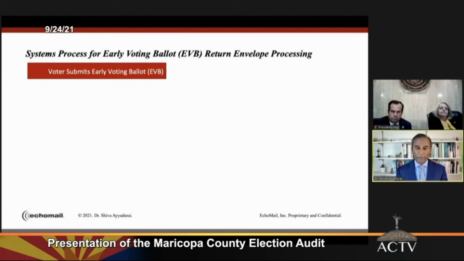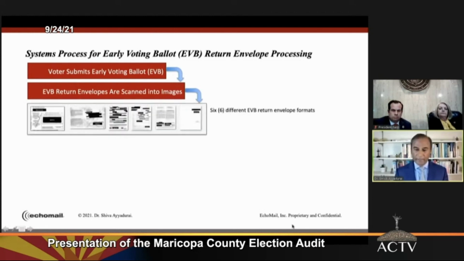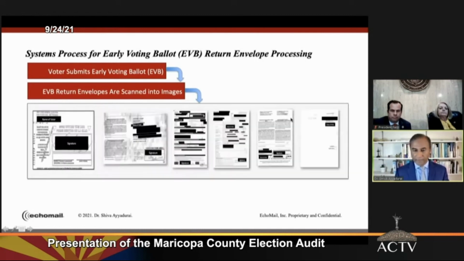When early voting ballots, a subset of which are called mail-in ballots, are submitted, those ballots are imaged, which means scanned, converted to digital images. So the EVB return envelopes, we're talking about the outside, the covering, that important covering within which is contained the ballot, is scanned before they're even tabulated. So the EVB return envelopes are opened and scanned, okay? And those create images. In fact, there are 6 different kinds of EVB return envelope formats. Let me walk you through some of them.